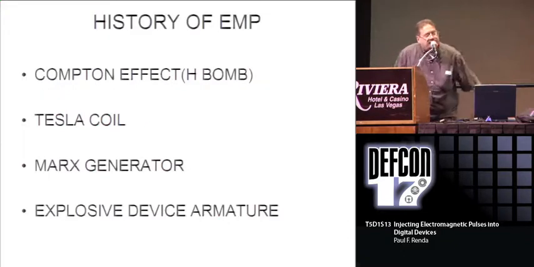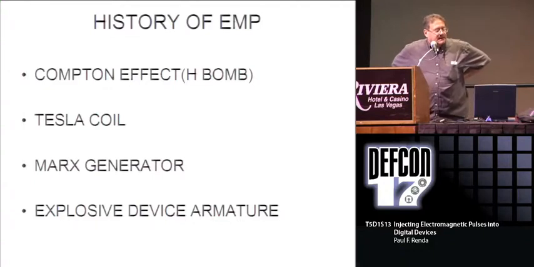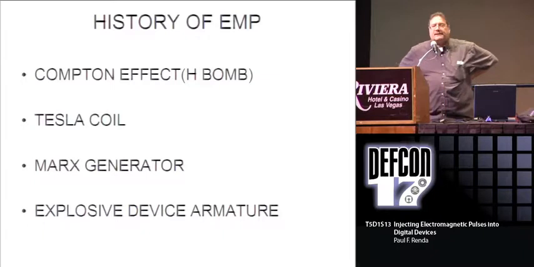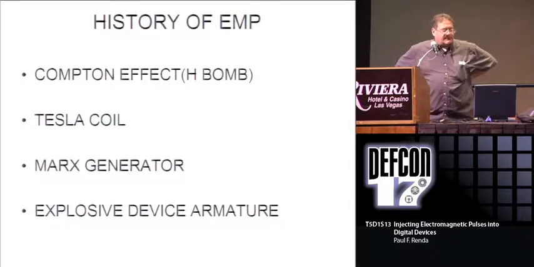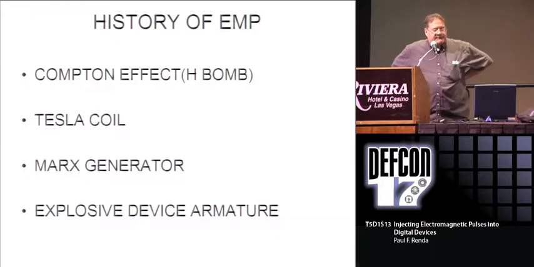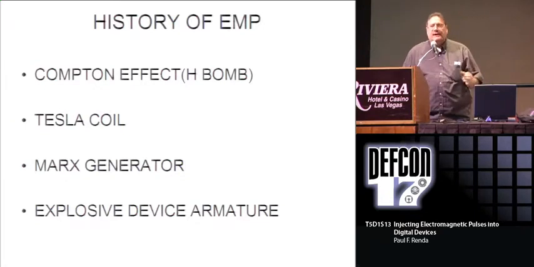Okay. History of EMP. The Compton effect, the H-bomb. You create it also with Tesla coils. Tesla coil is more electromagnetic interference, but you can create pulses with a Tesla coil easily. Marx generator, that's what I use. Explosive device, armatures. That is more of a military device that you charge this armature, and then you explode this armature with high explosives, and it creates a pulse. We're not going to do anything with that.